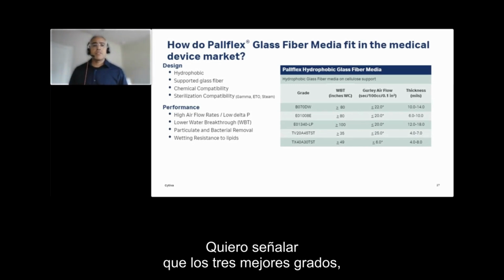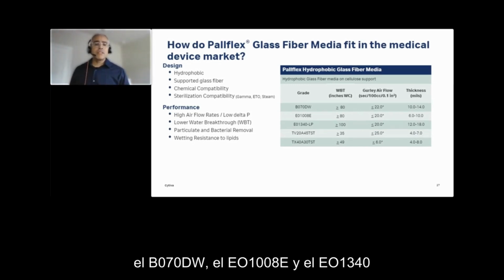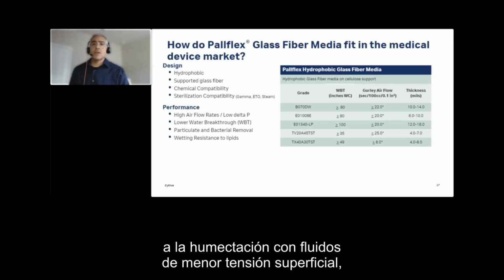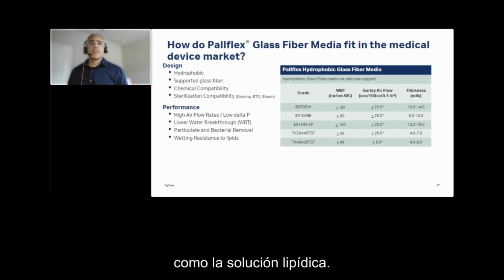Do want to point out that the top 3 grades, the BO70DW, the EO1008E, and the EO1340 are oleophobic as well, so it makes them resistant to wetting with lower surface tension fluids, such as a lipid solution.